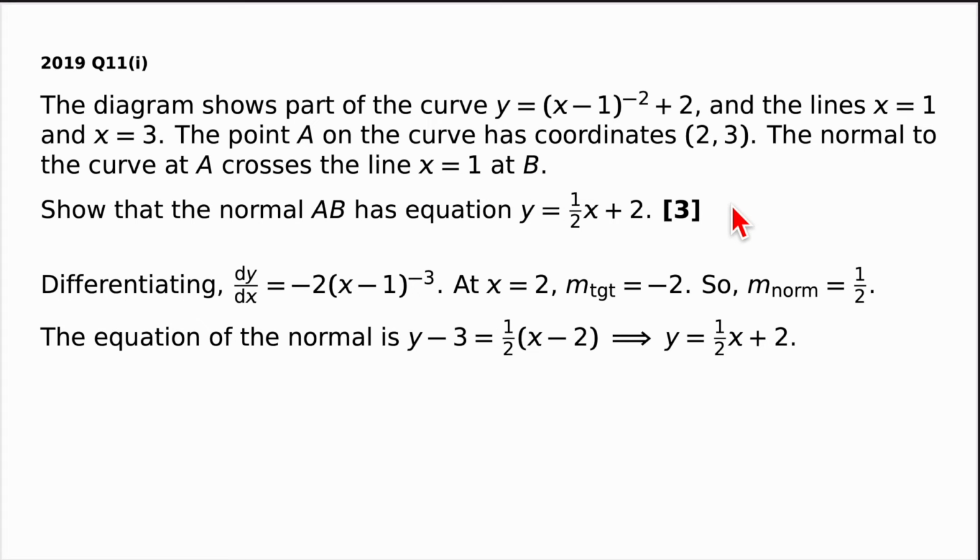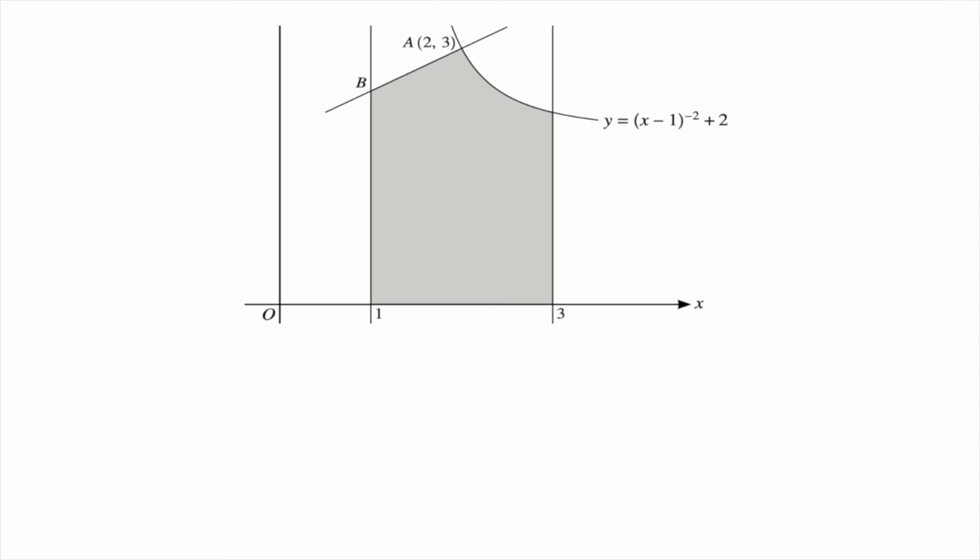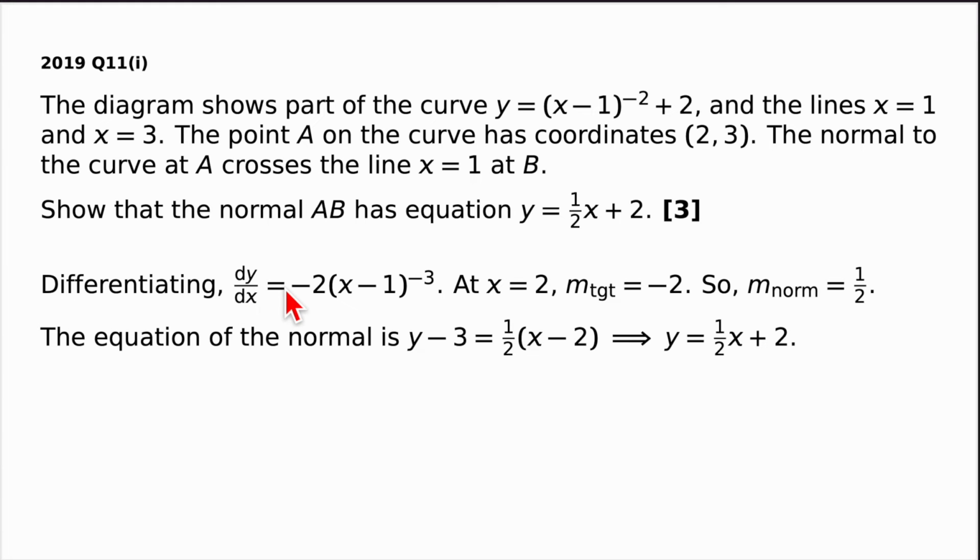And here's the first part of the question. It says, show that the normal AB has equation y equals a half x plus 2, and it's worth 3 marks. This is very similar to the previous question we just did. So let's find first the derivative. And the derivative is going to be given by bringing the power down the front, negative 2, brackets x minus 1 to the power of, and then taking 1 away from the power, negative 3. And the constant 2 there just disappears. So that's a pretty simple derivative.